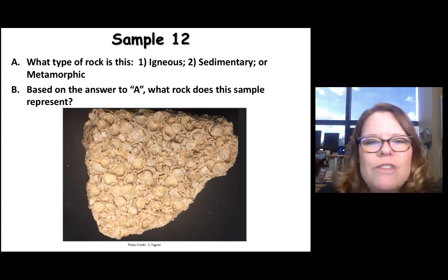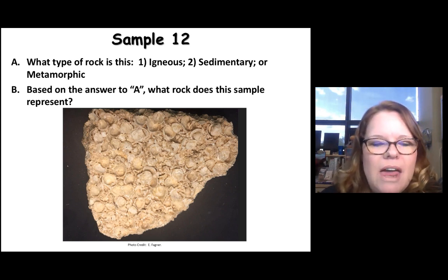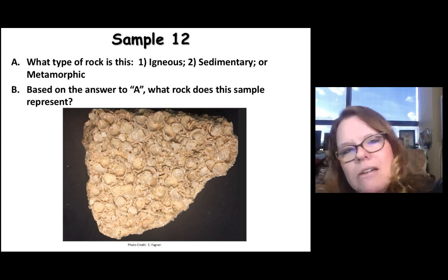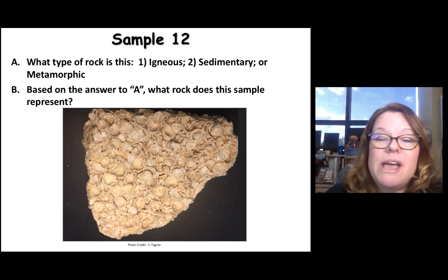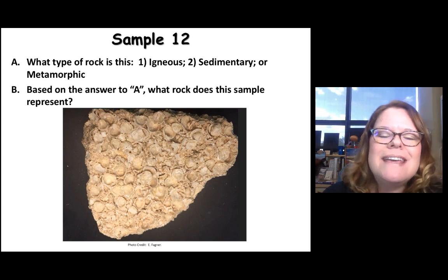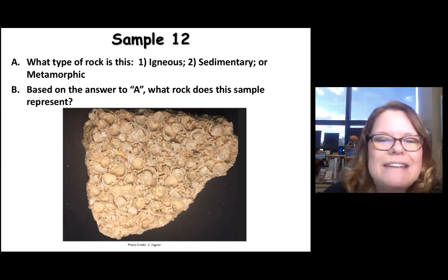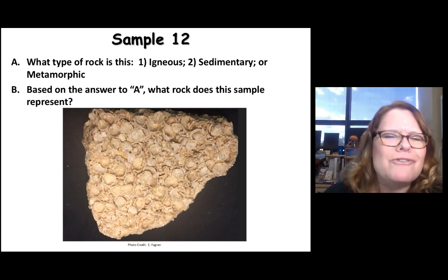All right, number 12. This is something I love. Believe it or not, that rock is all made up of shells. And it would also react to acid. We had another sample earlier that would do that. So that kind of gives it away, made up of stuff from other stuff, right?